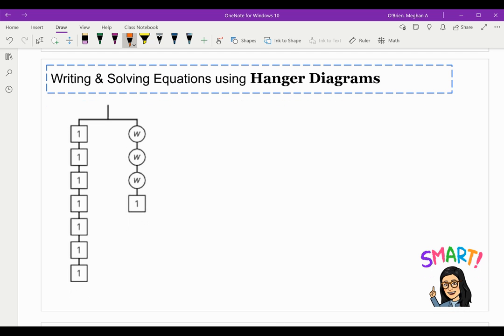Okay, so now hanger diagrams. Remember those from last week? We can also use those to figure out those unknown weights. All right, so looking at this one, I noticed there are 7 weights, or 7 pounds, I'll just call it, on the left side. And that is balanced or equal to 3 W's plus 1. Do you notice how these equations look a little different from last week? There's just an extra thing going on, right?